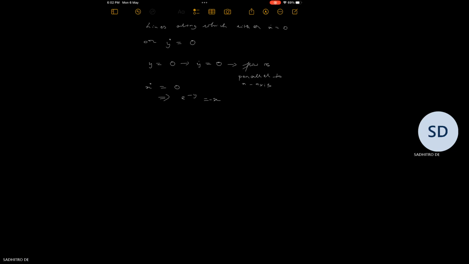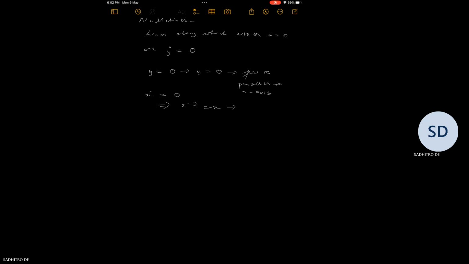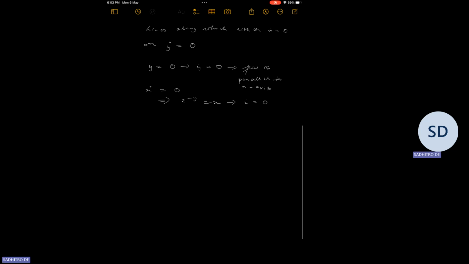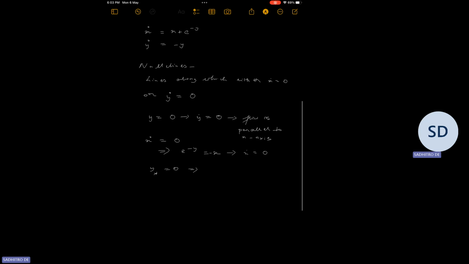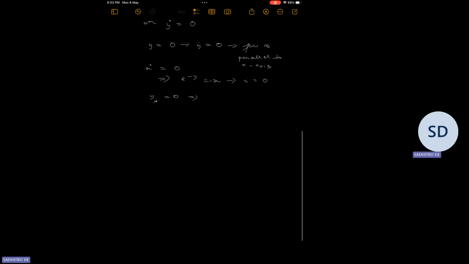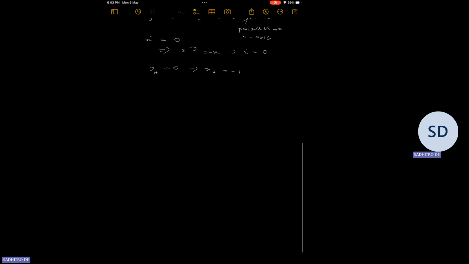So this is the other null plane. Along this null plane, x dot equal to 0. And what are the fixed points of the system? You see that the fixed point of the system is given by y star equal to 0, which basically means that x star equal to minus 1. So this is the only fixed point of the system.